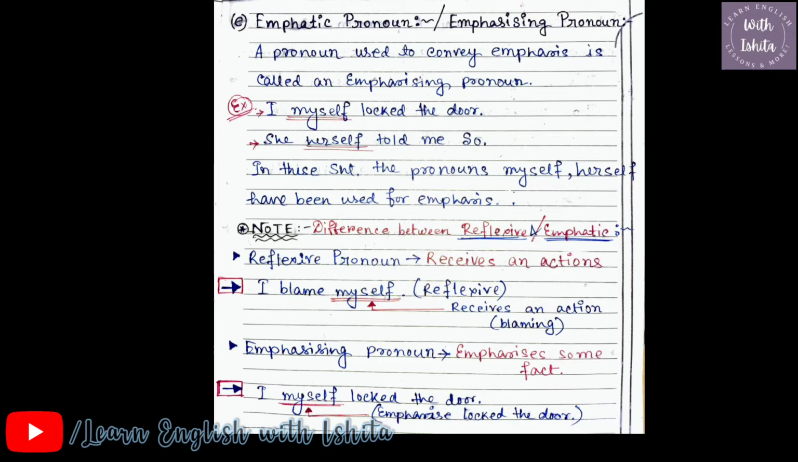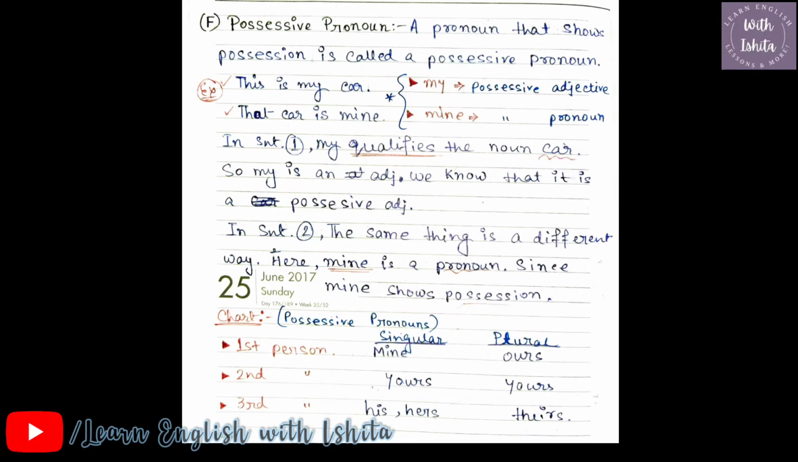Moving to the next pronoun, that is the possessive pronoun. A pronoun that shows possession is called a possessive pronoun. For example, this is my car. That car is mine. In sentence number 1, my qualifies the noun car. So my is an adjective. We know that it is a possessive adjective.